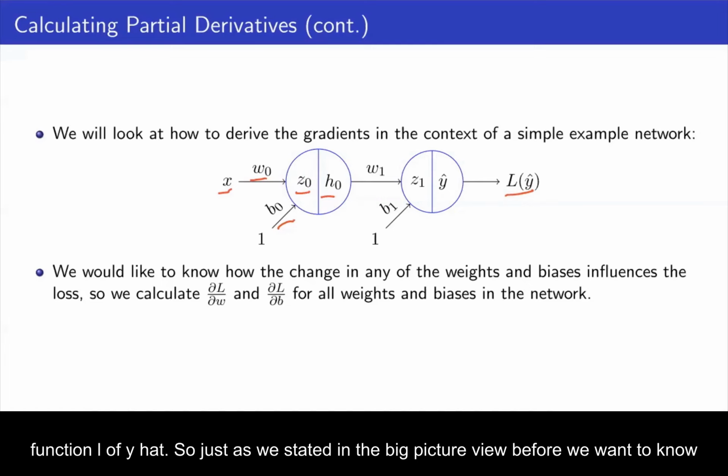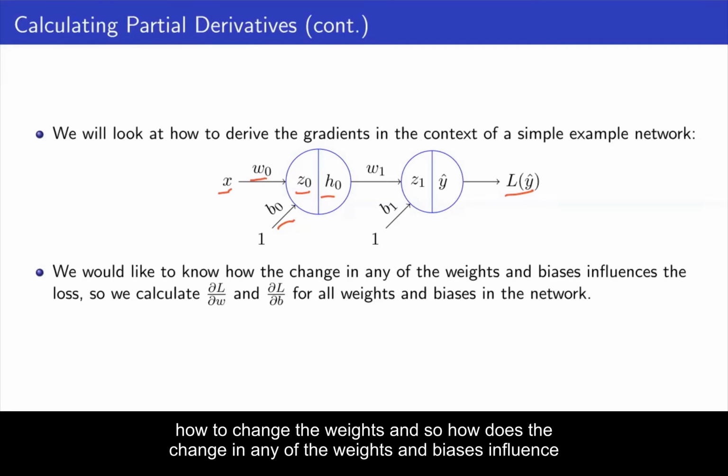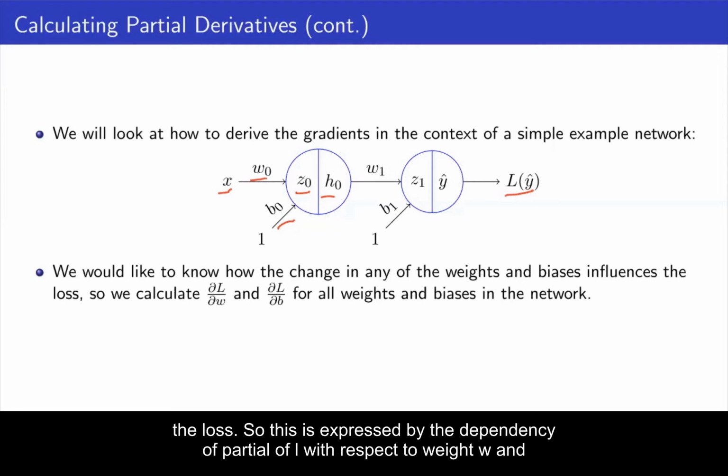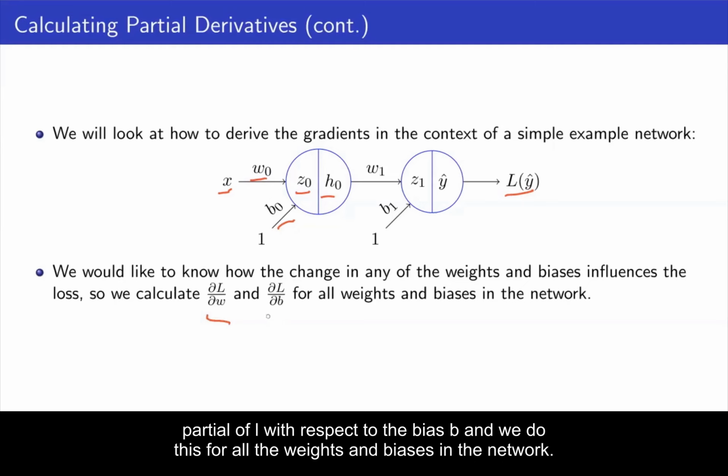Just as we stated in the big picture view before, we want to know how to change the weights. And so how does the change in any of the weights and biases influence the loss? This is expressed by the dependency of partial of L with respect to weight W, and partial of L with respect to the bias B. And we do this for all the weights and biases in the network.